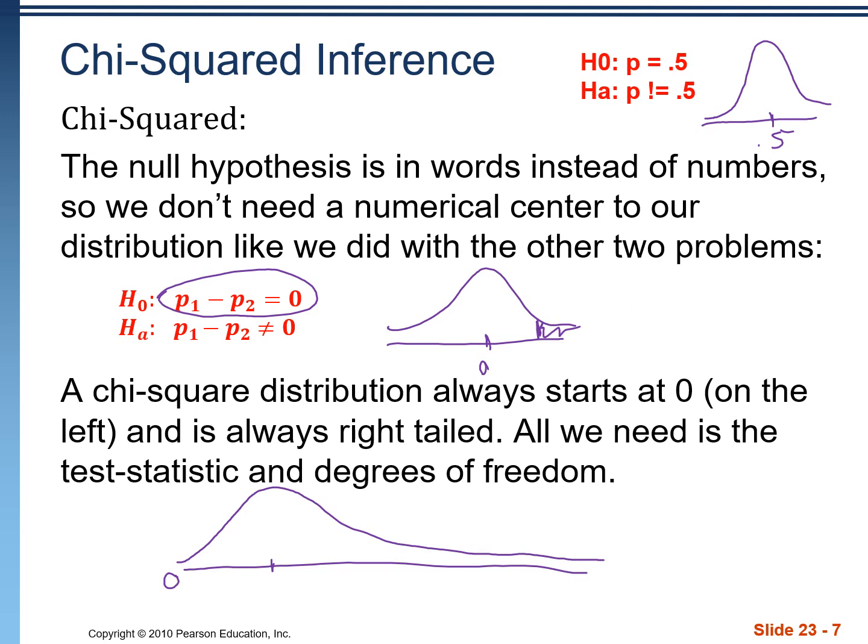We're going to get some value for our chi-square test statistic. And remember, that's going to be observed minus expected squared over expected. We add them all up. And these tests are always right-tailed. So we just take that, we go out to the right. The only thing we need to know is this chi-square value and degrees of freedom.